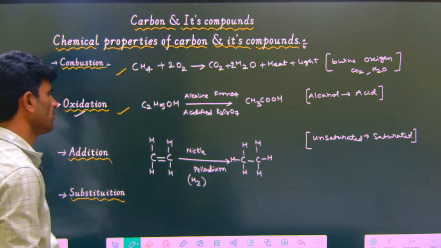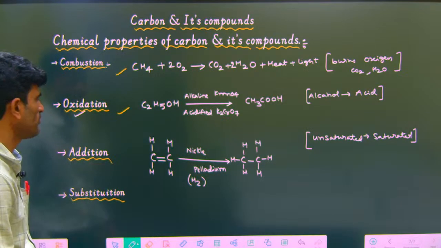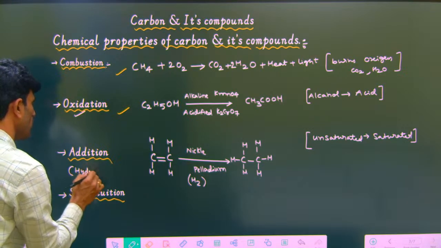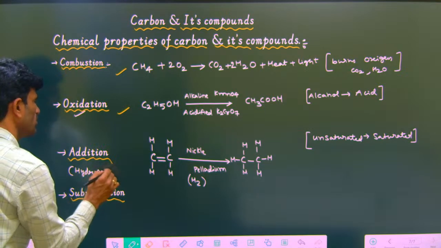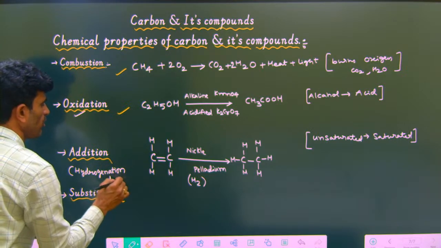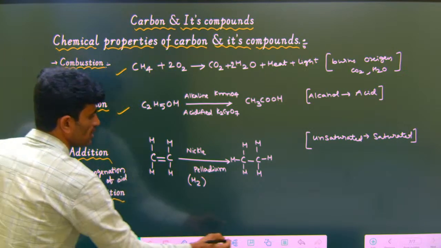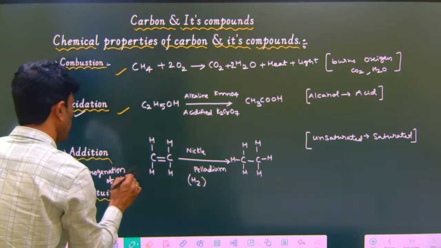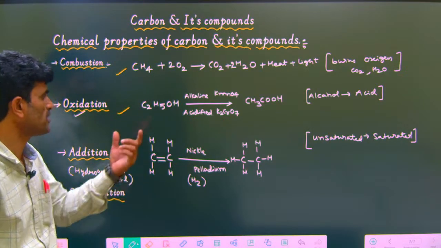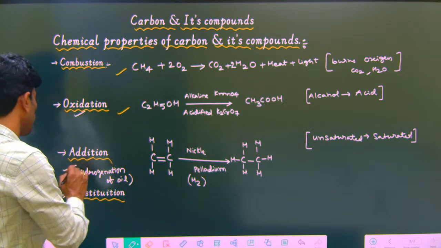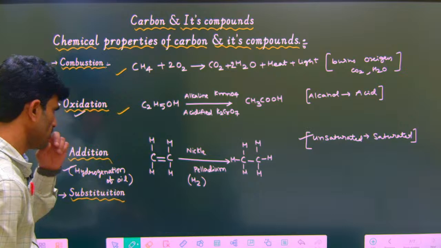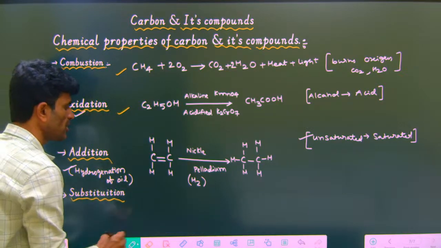This is an addition reaction. We also call it hydrogenation of oils. Why do we call it hydrogenation of oil? Because here vegetable oils will be converted by this process into vegetable ghee. This is one important point you have to remember. Here unsaturated will be converted into saturated. Try to remember.